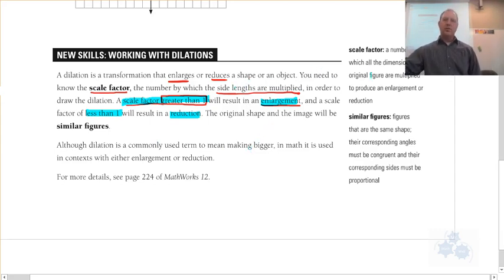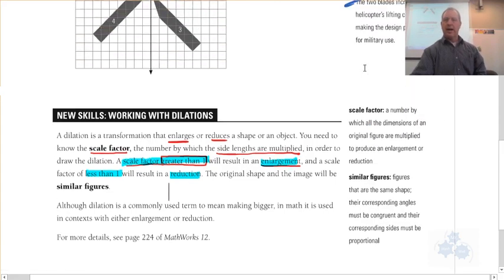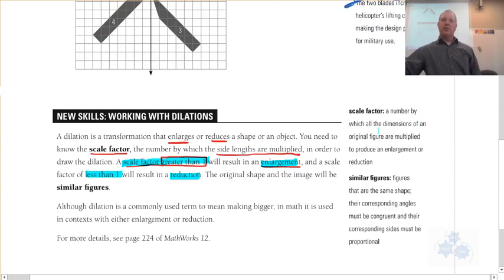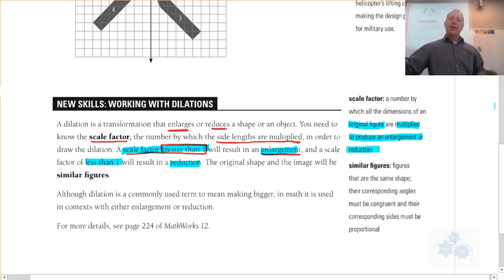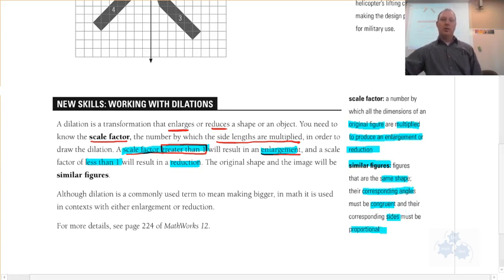So, just to review, on the side over here we have: scale factor is a number by which all dimensions of an original figure are multiplied to produce the enlargement or the reduction. And similar figures: once we've dilated something, made it either larger or smaller, it's got the exact same shape but just a different size. So these two figures would be similar figures. They're the same shape with the same corresponding angles as well. The corresponding angles are congruent, and their sides are proportional. That means all the corresponding sides are multiplied by the same scale factor.